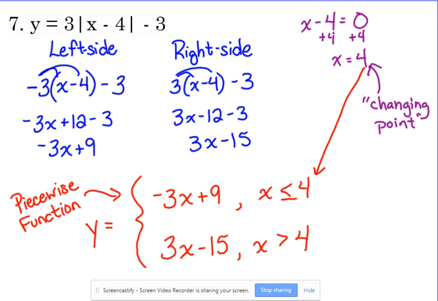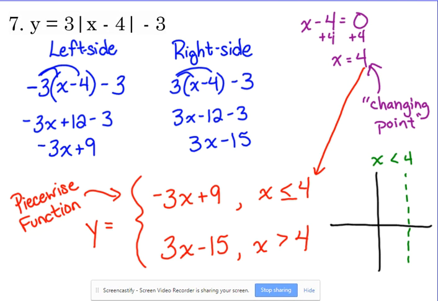Yes, sir? Why is the left side less than? Okay, so that's a good question. When we think about splitting up our graph here, we know it changes at 4. So when x is less than 4, you're talking about the left side. You're talking about values to the left of 4. If x is 0, 0 is less than 4. It's to the left of 4.